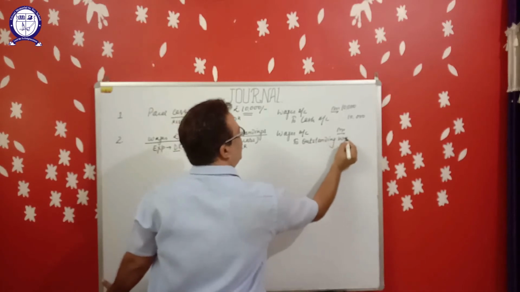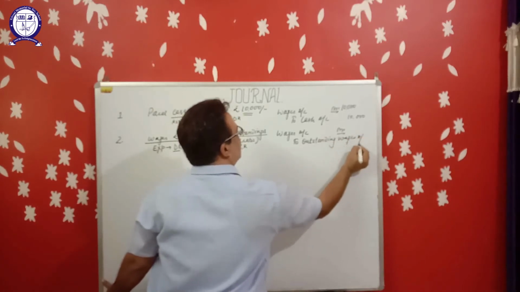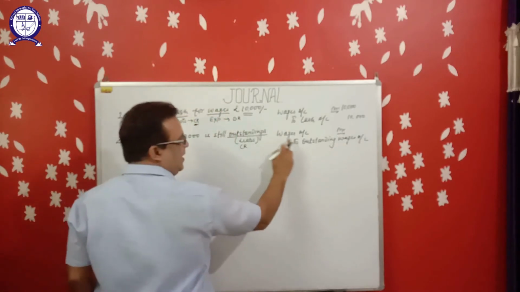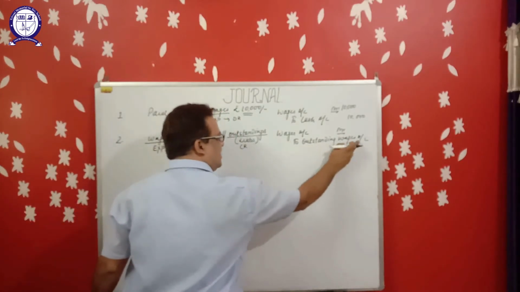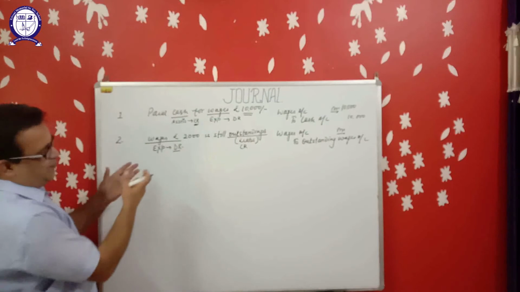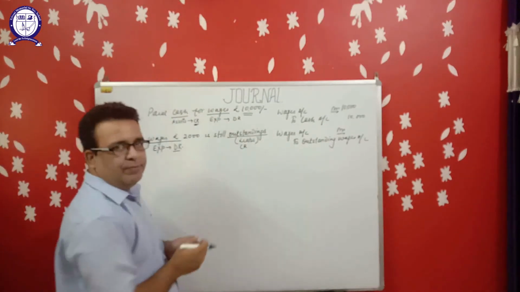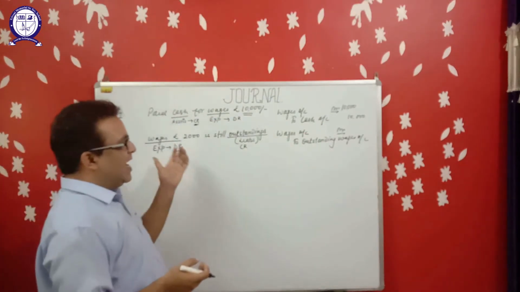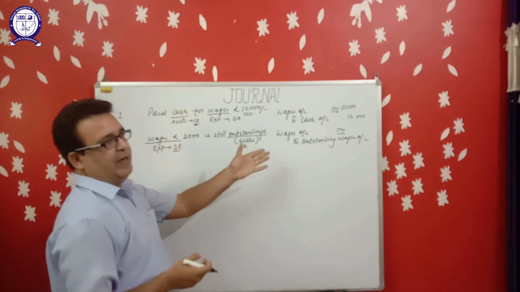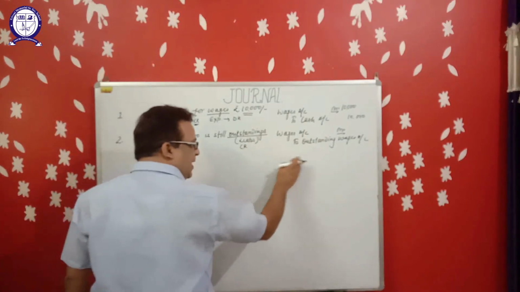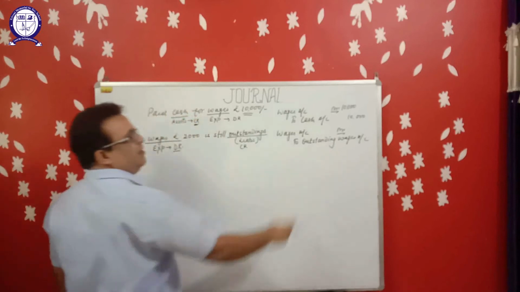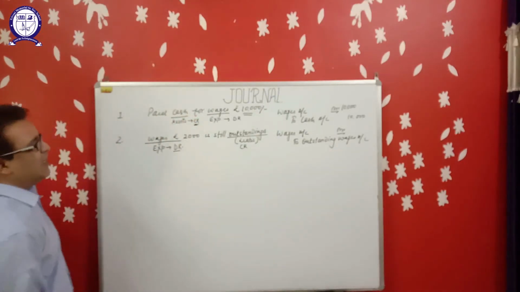And wages word will be used here. So the journal entry will be wages account debit to outstanding wages account. Suppose rent is due to landlord. That means rent is still not paid. Rent account debit to outstanding rent. This journal entry will be passed.